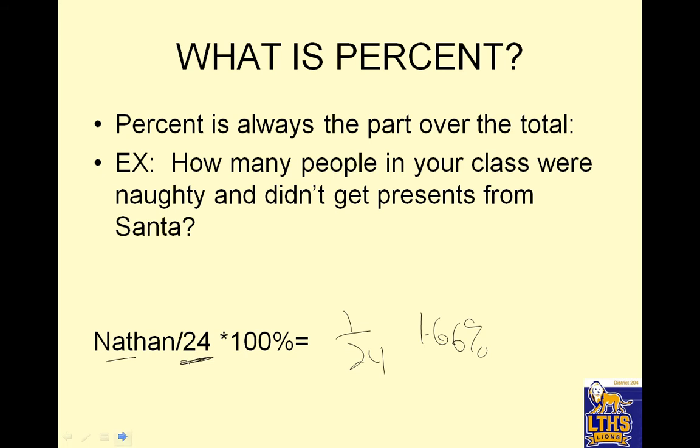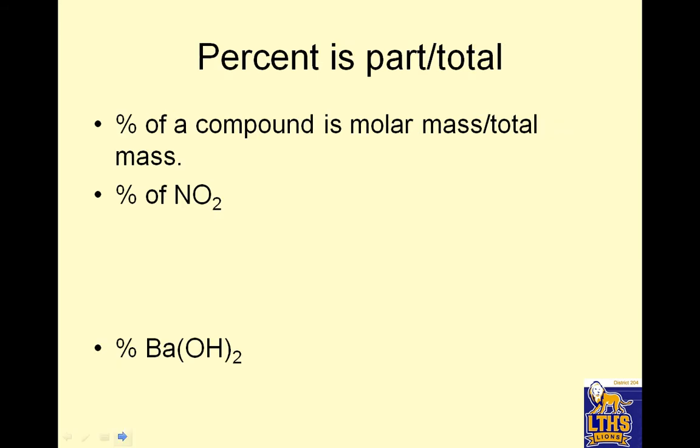Uh-oh, my calculator is dying. I hope this hitting on a whole bunch of times works. Percent is part of a total. Percent of a compound is molar mass over total mass. So again, we need our periodic tables.